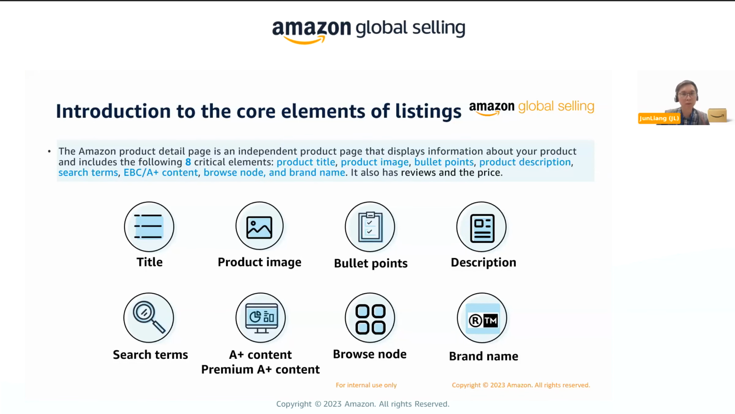All right, so I'm going to introduce you to the core elements of a listing. These are the 8 core elements: title, product image, bullet point, description, search term, A+ content, browse node, and brand name. I'll go through each one of them, and you can understand why these are the core elements and how important it is that you leverage them to ensure that your listing is complete.